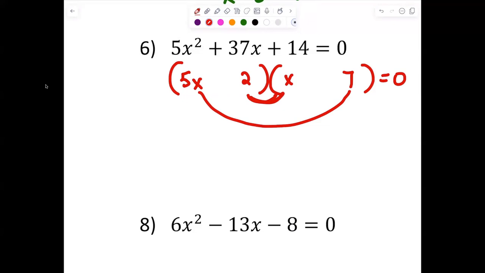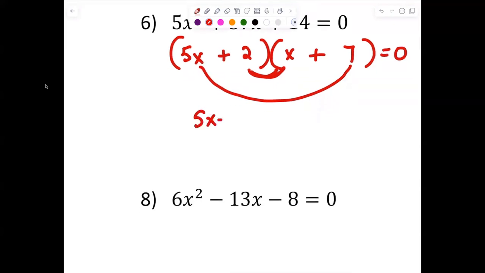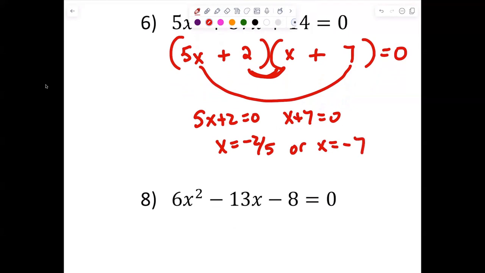Come on, that's not that difficult. And then because I want it to be positive 37, what's true? They both have to be positive. Is everybody agreeing with this? All right, so now 5x plus 2 equals 0, x plus 7 equals 0. So x is equal to what? -2/5, or x is equal to what? -7. Anybody have any questions with that?